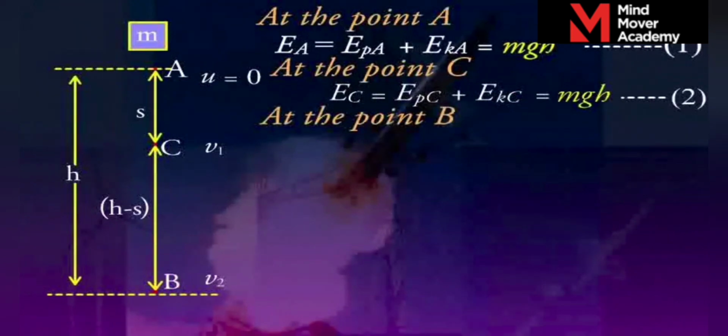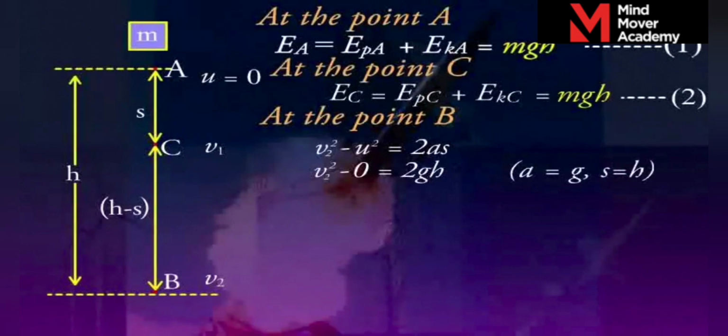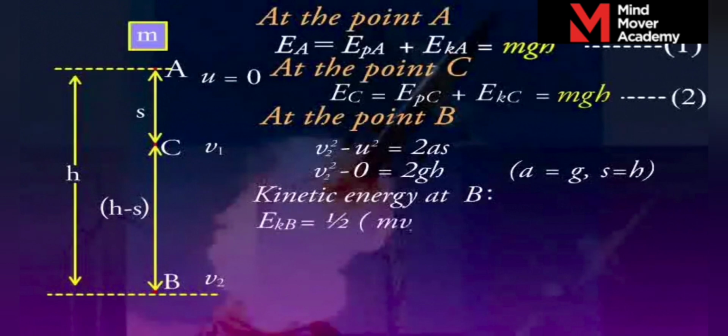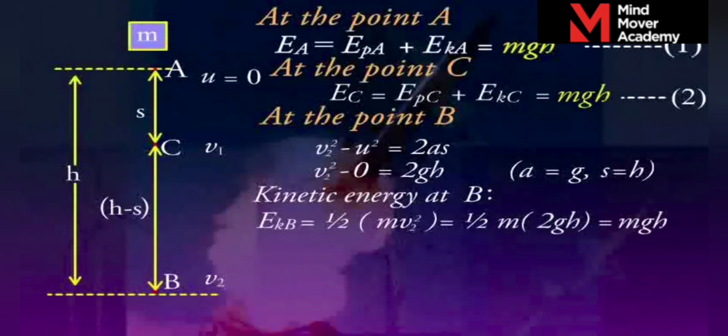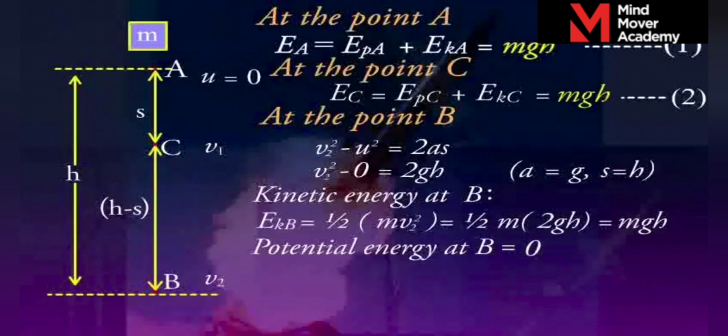At the point B, velocity of body at B is equal to v2. From equation of motion we get v2 square minus u square is equal to 2as. v2 square minus 0 is equal to 2gh. Kinetic energy at B, EKB, is equal to half mv2 square, which is equal to half m into 2gh, which is equal to mgh. Potential energy at B is equal to 0. Total mechanical energy at B, EB, is equal to EKB plus EPB, which is equal to mgh.